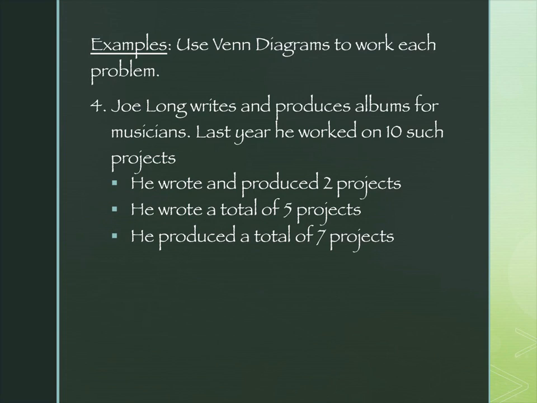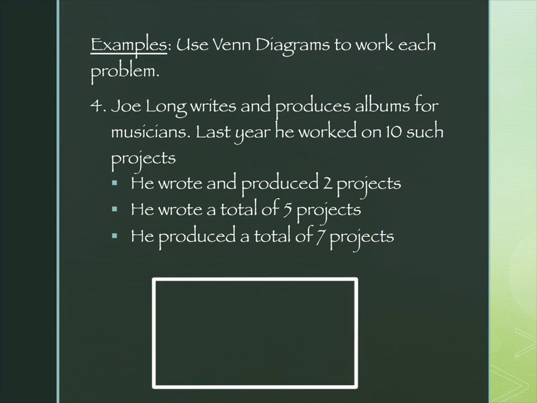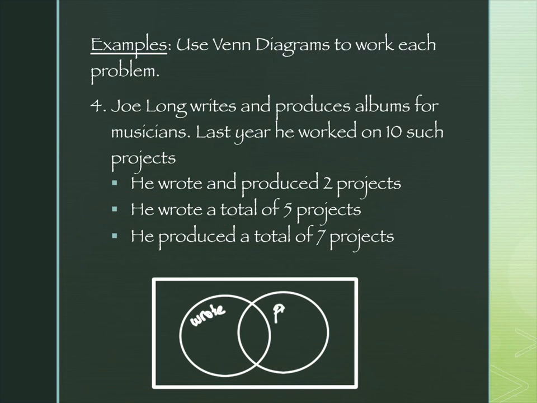The first thing we need to figure out is how many different descriptions of sets are we given here? 2. What are they, Addie? Wrote and produced. Yes. So we have a description of writing the project, and a description of producing a project. And if you want to give them the names, W and P or something like that, that would be fine. If you just want to write it out, that's fine too. So I'm going to write wrote, and I'll put prod for produce. Okay, so those are my circles. You can call yours whatever you'd like.